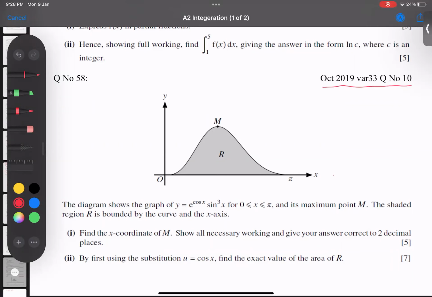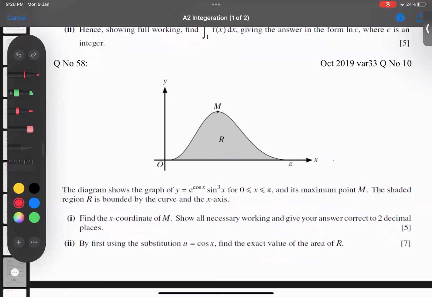We're in question number 10. Okay, and the question is, we have been given a function. You can see here in the middle, and 0 to pi is our domain. And it says to find the x coordinate of the point of maxima.